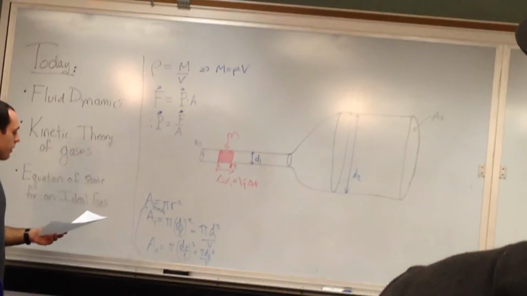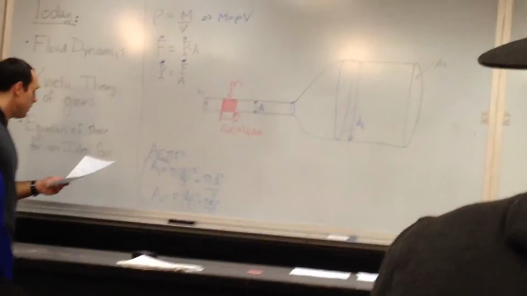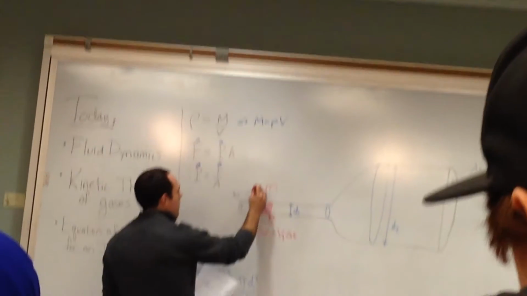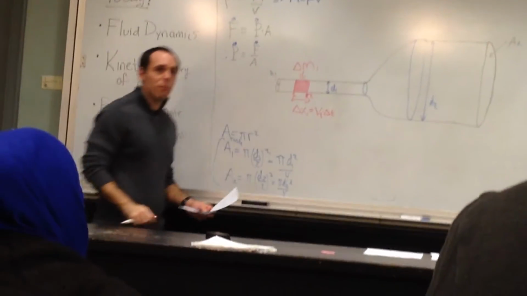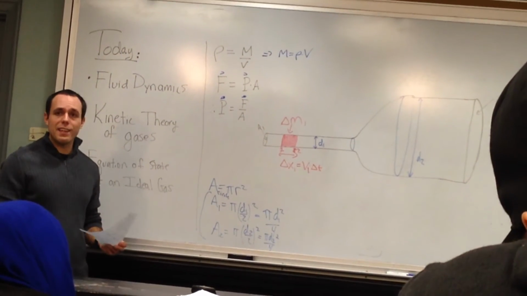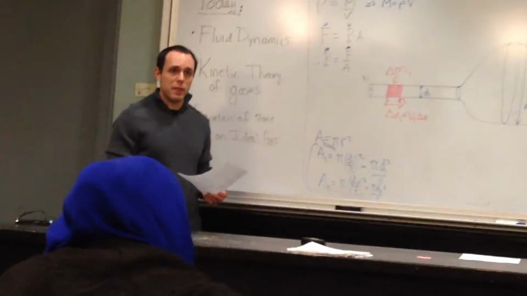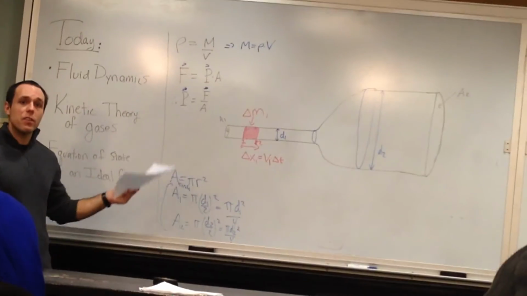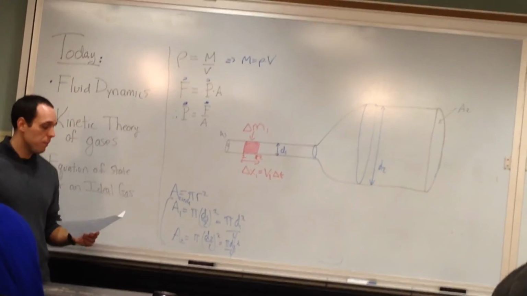So that's what we see right here. We have a little mass element, and let me just call it change in mass 1 for a small mass element that I'm referring to. Here, once again, delta just refers to small elements. Small mass, small distance, small unit of time.